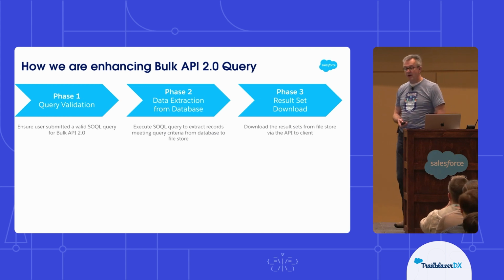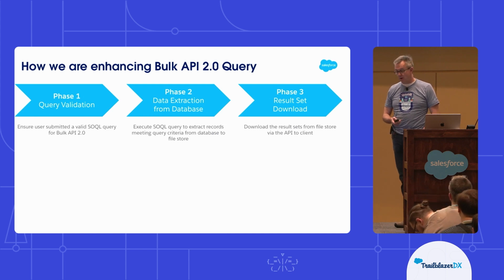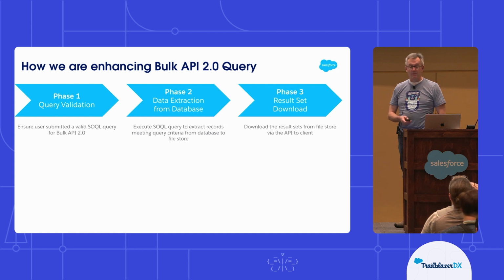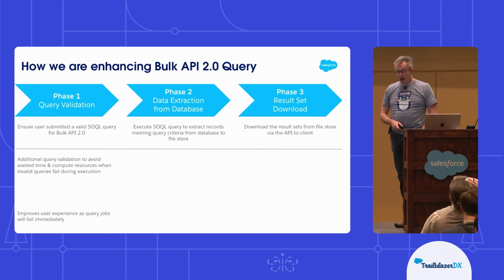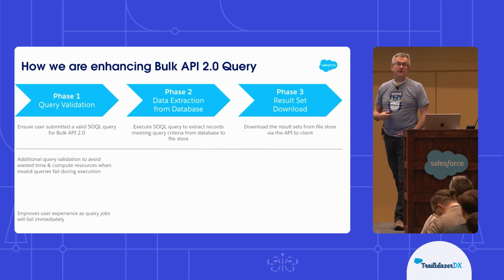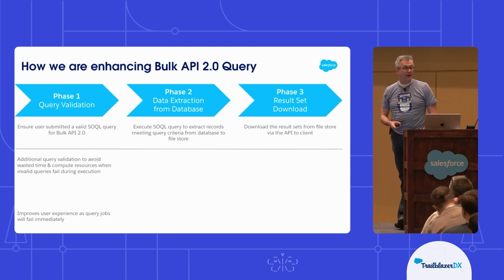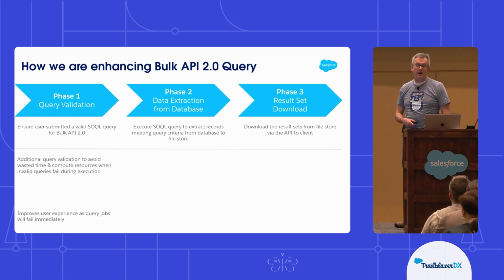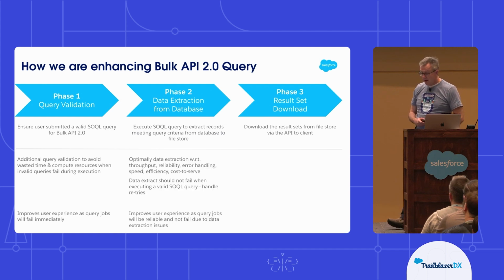And then once we've extracted the data into the file store, you can download it over HTTPS from the API to your client. And the way that we're enhancing that, firstly, we're doing additional query validation. If you submit an incorrect query, we want to validate that and fail as soon as possible, so we use fewer compute resources. You also get a faster error.